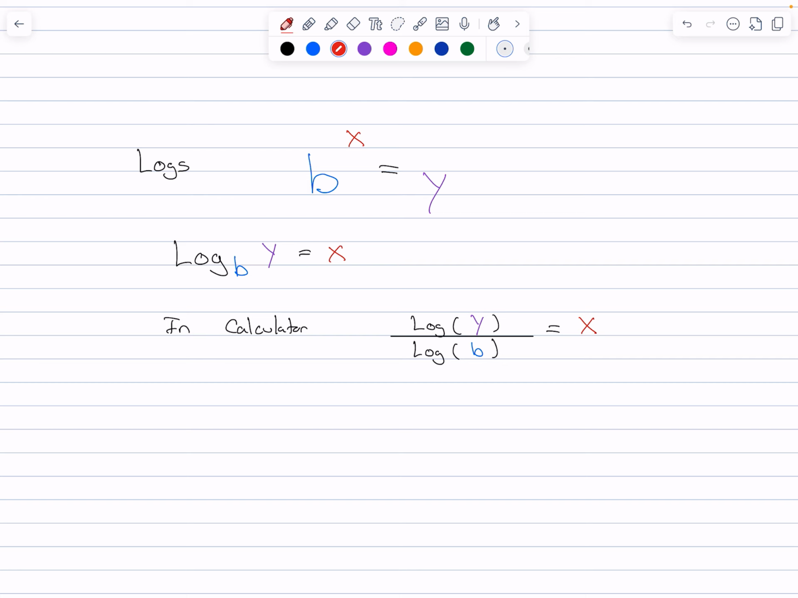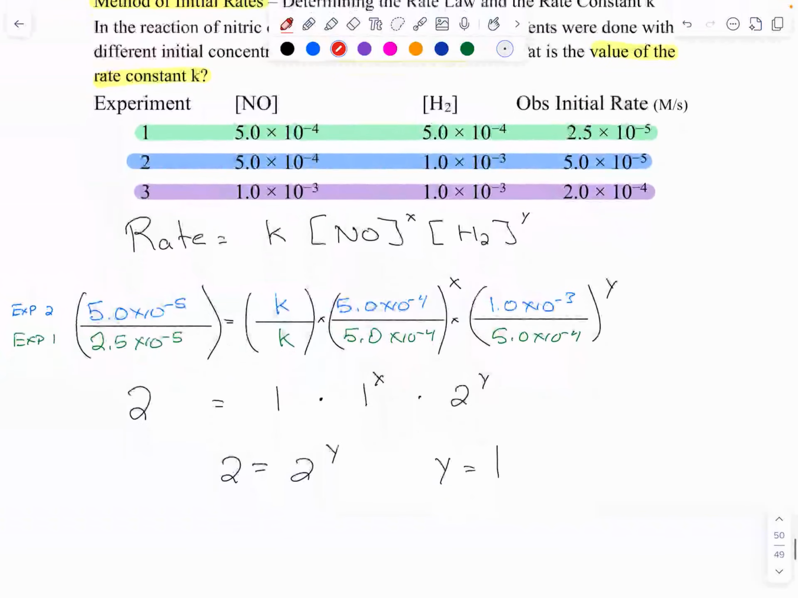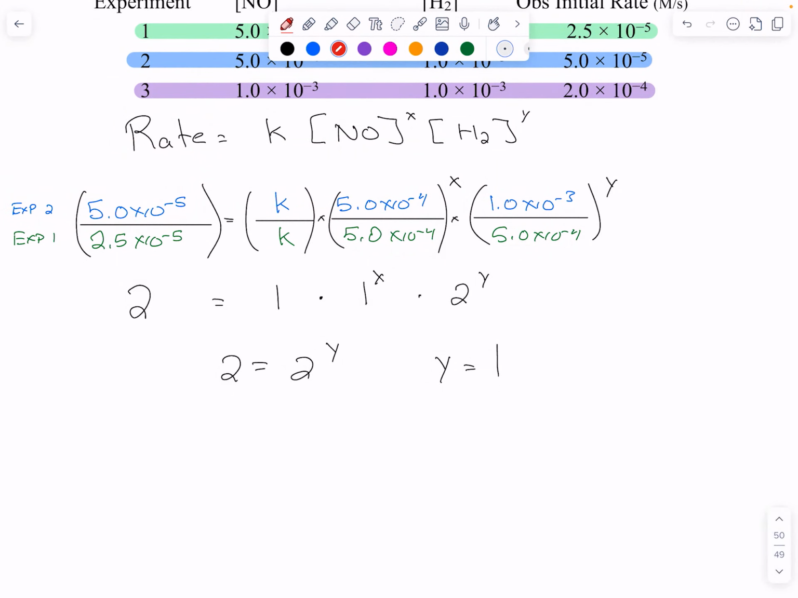Now, you may remember that, and you may not remember that. It's okay if you do, it's okay if you don't, but that's how we do it. All right. So if we'd have done the log of 2 divided by the log of 2, we'd have got 1. All right. So that means we now know Y is 1.